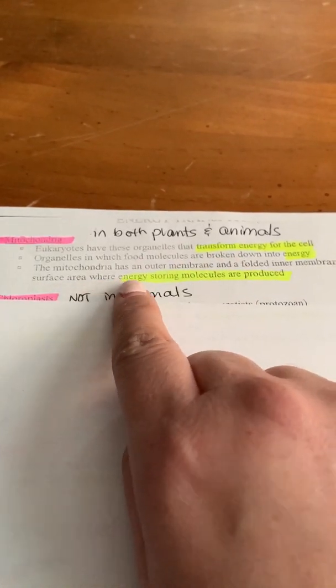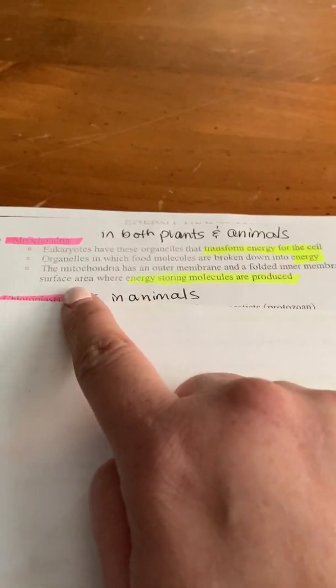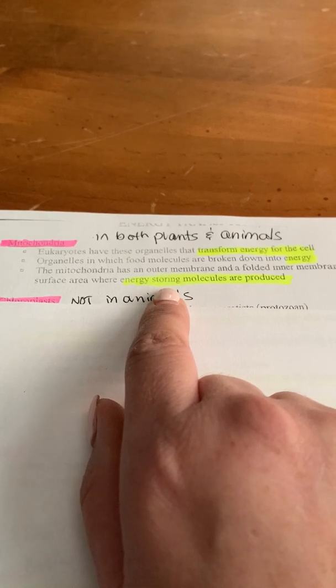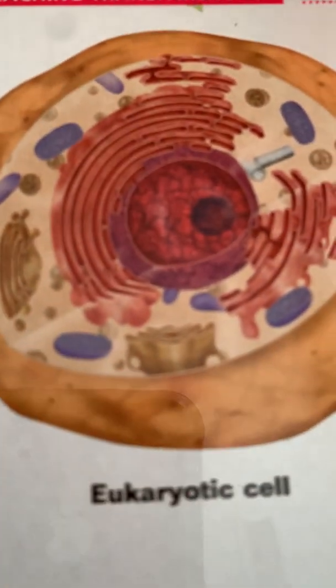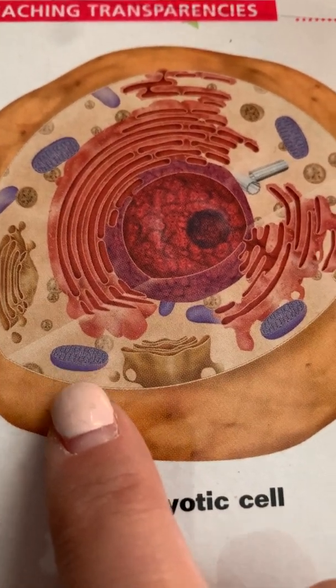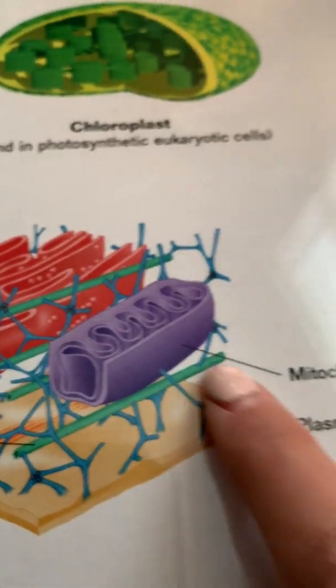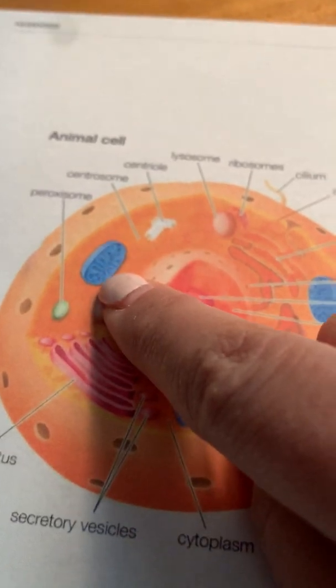The mitochondria has an outer membrane and a folded inner membrane to increase surface area where energy storing molecules are produced. Okay, so if we look over here, they kind of look like this. You can see that they have a folded inner membrane and an outer membrane. So here's a cross section of a mitochondria right here. Lots of folded inner membranes. So it's in both. Here's an animal one, and there's a plant one. Okay, so in both plants and animals.